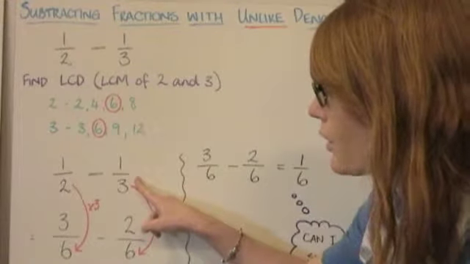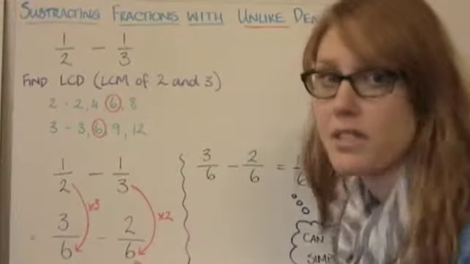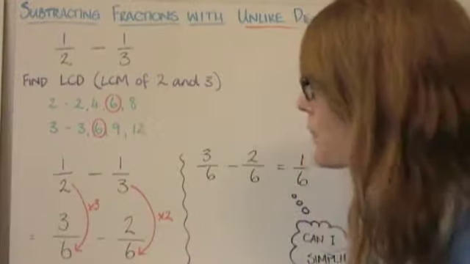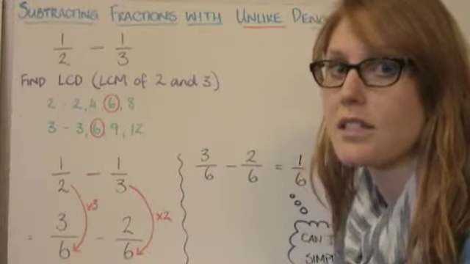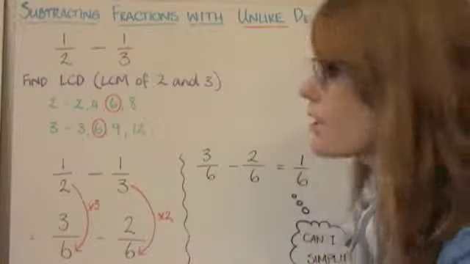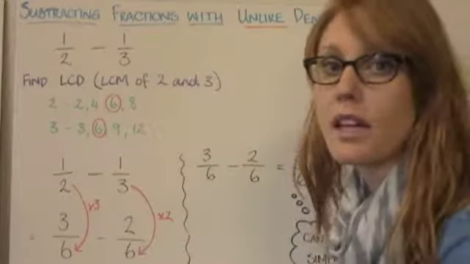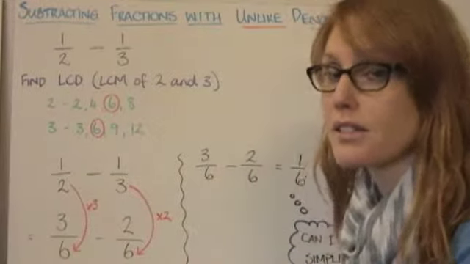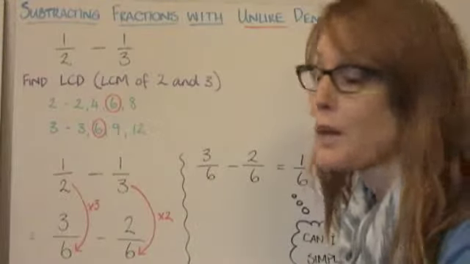Over here with 1/3, finding an equivalent fraction for 1/3 that has a denominator of 6, which is our least common denominator, we've multiplied the 3 by 2 to get 6, and we need to do the same to the numerator. So 1 multiplied by 2 is 2. So now we have 3/6 subtract 2/6, and now we have a problem that asks us to subtract fractions with like denominators, which we know how to do.